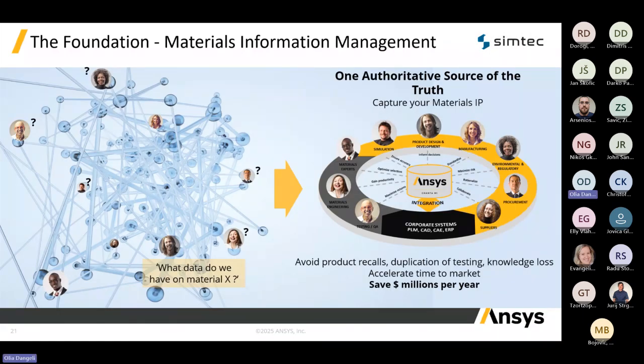So in many organizations, materials data is siloed, inconsistent, or hard to trace. And if someone asks, what data do we have on this material? The answer might take days or never come at all. Granta MI changes that. It creates an authoritative source of truth for your materials data, where all materials IP is centralized, structured, and accessible across your organization.